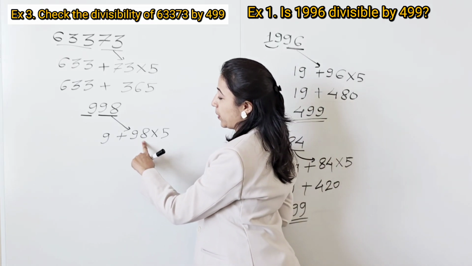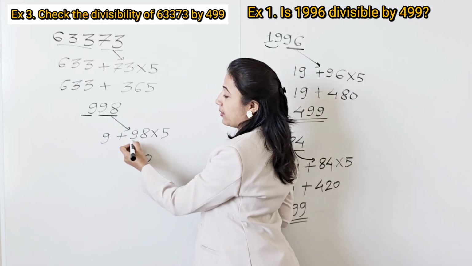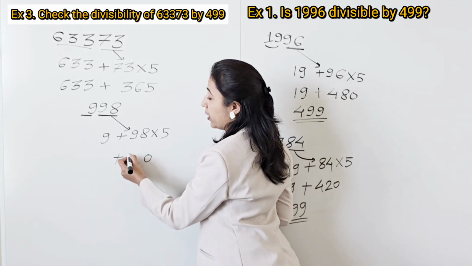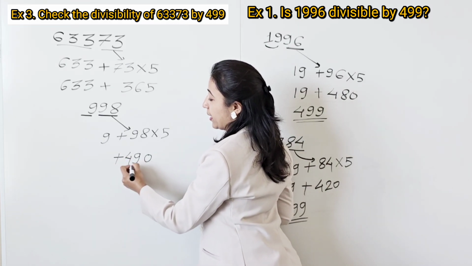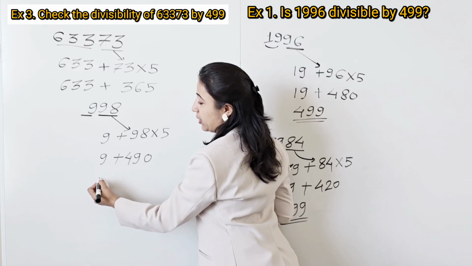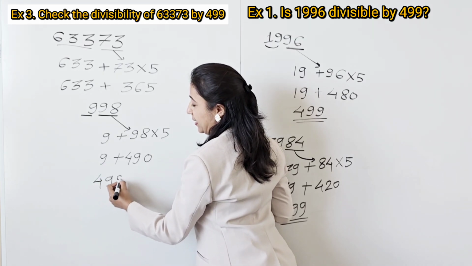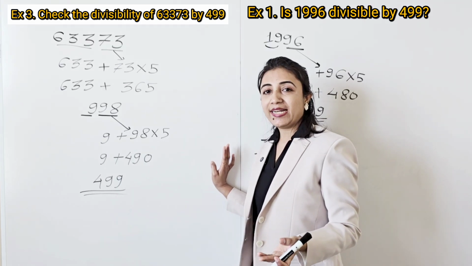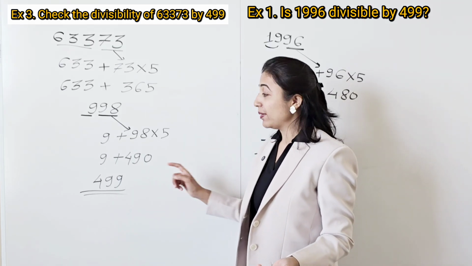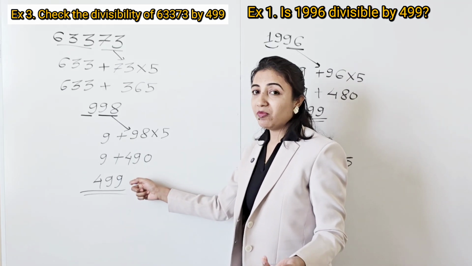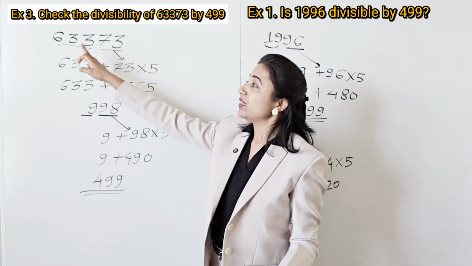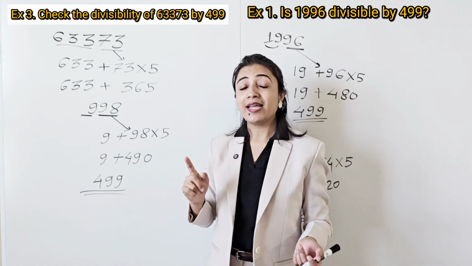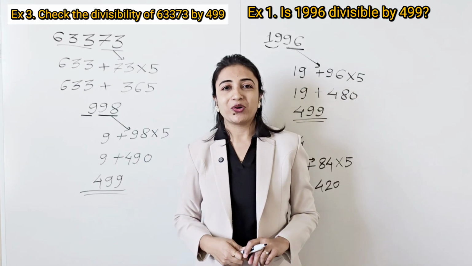Now here 5 into 8 is 40, carry 4. 9 into 5 is 45, 45 plus 4 is 49, and add the 9 to this number. So the answer is 499. Yes. Now again it is simple: 499 is divisible by 499, so this number is divisible by 499. So our original number 63,373 is also divisible by 499.